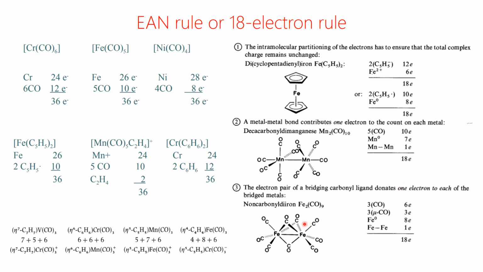Similarly, we can count the number of electrons in Fe2(CO)9. The structure shows that there are 6 terminal CO which are 2 electron donors, and there are 3 bridging CO which are 1 electron donors. So just take one iron atom. There are 3 terminal CO, which give 6 electrons. 3 mu-CO, bridging CO, give 3 electrons. Iron in the zero oxidation state, 8 electrons, and 1 more electron is donated by the iron-iron single bond. So there are a total of 18 electrons.